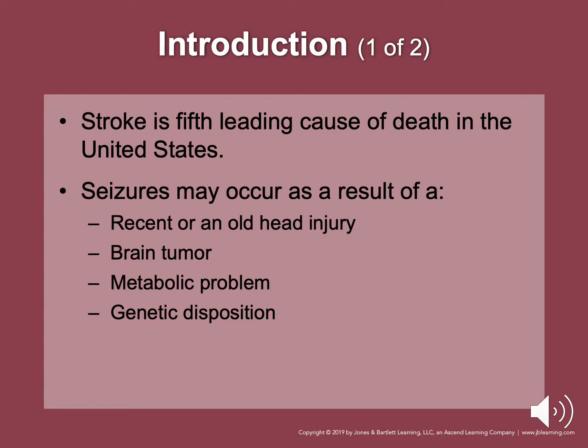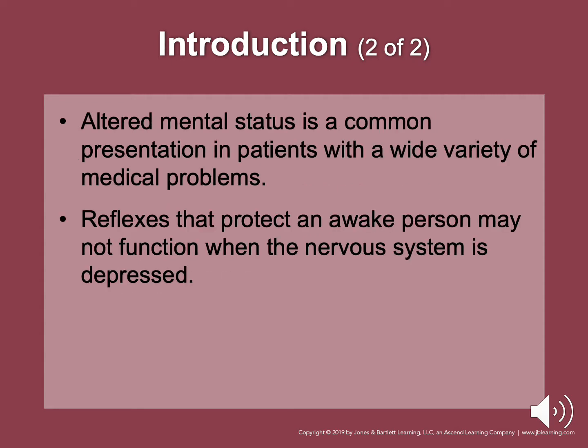Seizures and altered mental status may occur when there is a disorder in the brain. Seizures may occur as a result of recent or old head injury, brain tumor, metabolic problem, or genetic disposition. All right, altered mental status is a common presentation of patients with a wide variety of medical problems. These causes can include alcohol intoxication, head injury, diabetic emergency, and stroke. Treatment varies depending on the underlying cause.